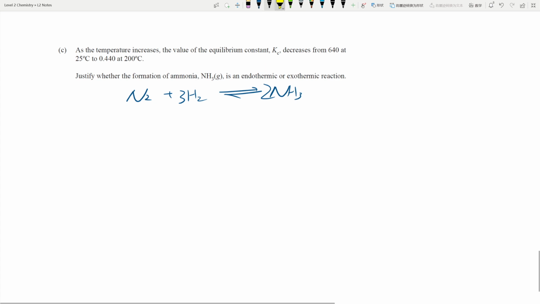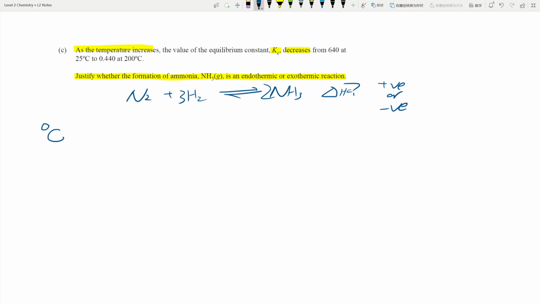So as temperature increases, the value of Kc decreases. Okay, so temperature increases, Kc decreases. Justify whether the formation of NH3 is endothermic or exothermic. So it's simply asking you, delta H, is this positive or negative? And you may go, what the heck is that asking me to do? That seems so difficult. I'm just going to give up. Don't give up. It's actually really, really straightforward. This is just connecting everything that you've done for the past couple of weeks. Okay, so let's just break it down.